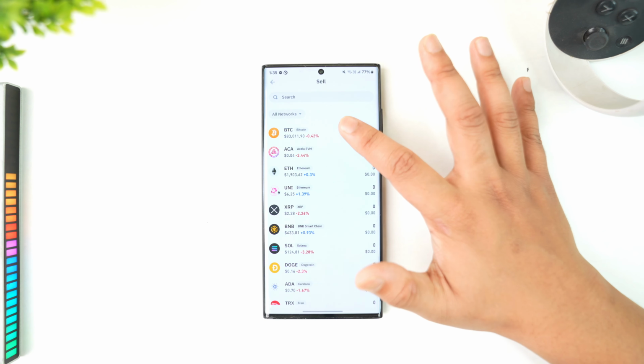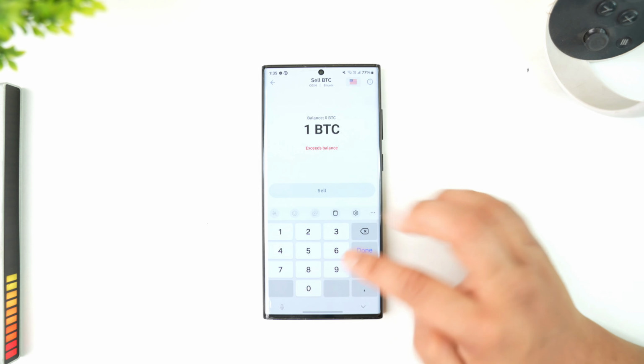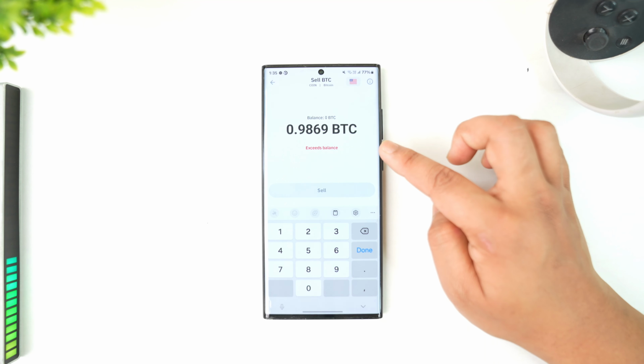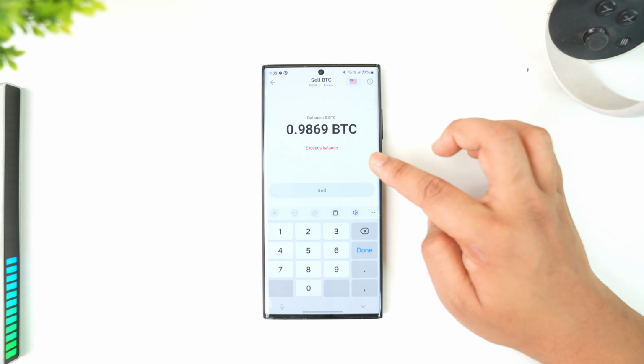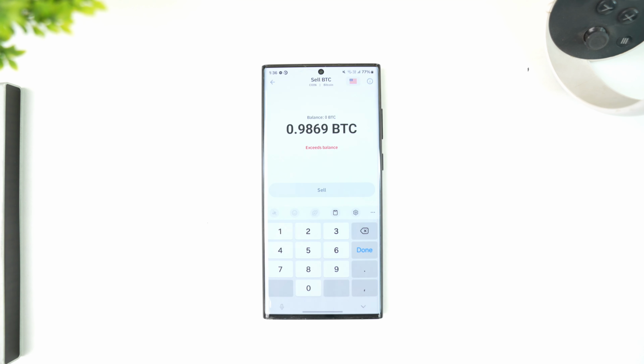So if it's Bitcoin, just select Bitcoin, and if you do happen to have Bitcoin, you'll be able to enter the amount of Bitcoin that you wish to sell. Depending upon how much Bitcoin you have, even in decimal form, you'll see if you have that balance, then you can tap the sell option to place a selling order. And this way you can sell crypto on Trust Wallet.